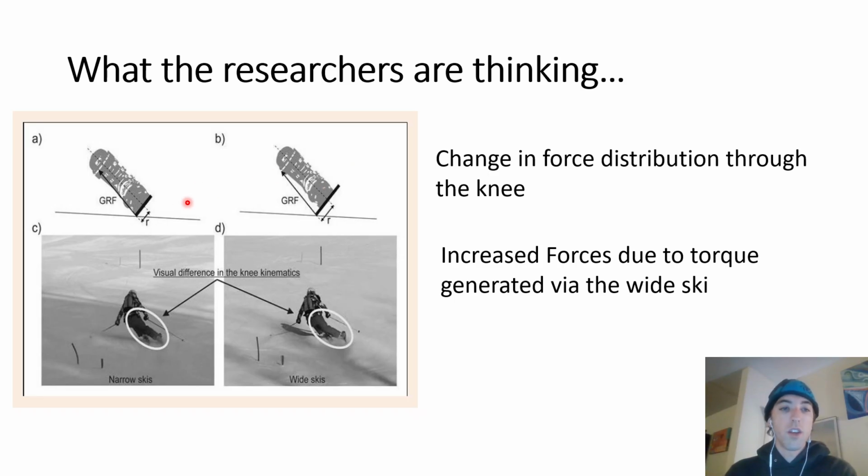So what the researchers are thinking here is that this additional width of the ski is going to create different mechanics in the knee, and the forces placed upon the body will be different because of the way that the force is transferred through the joint, and because of the way the ski generates a moment arm, as shown by this little visual here. And we also have a photo showing kind of their idea.